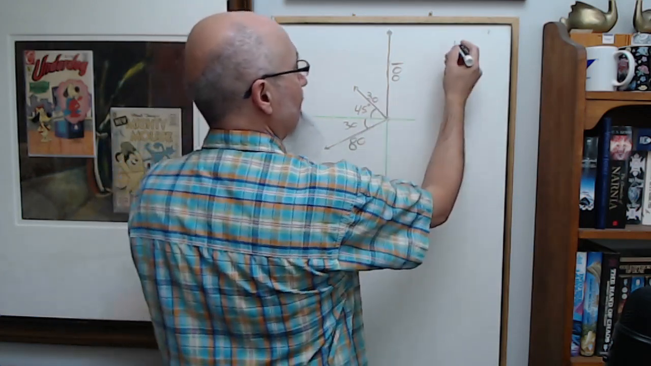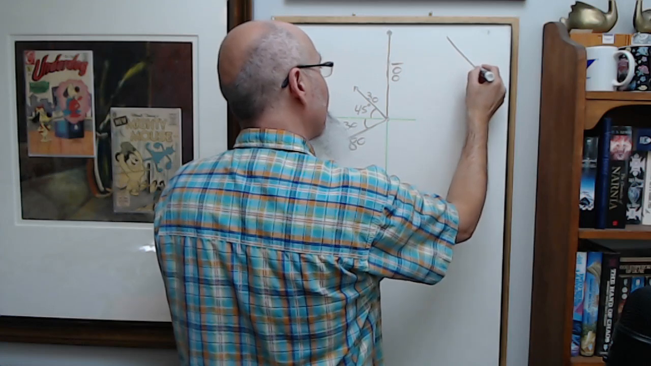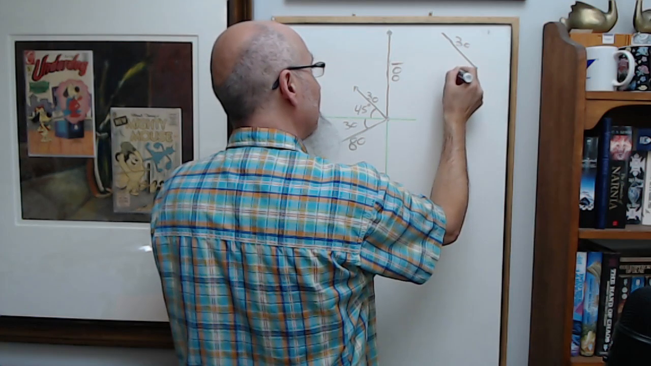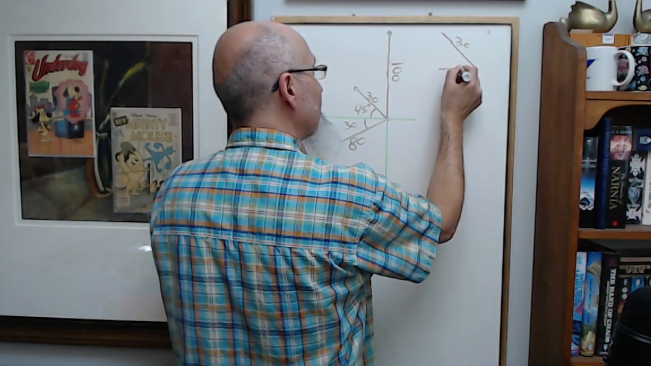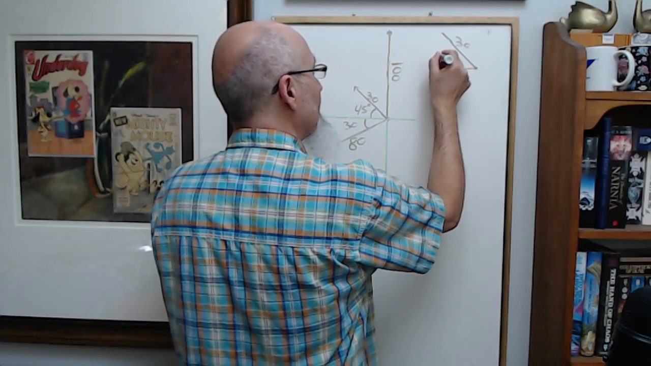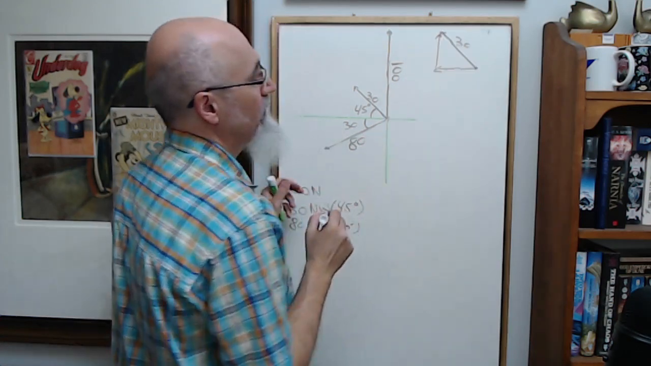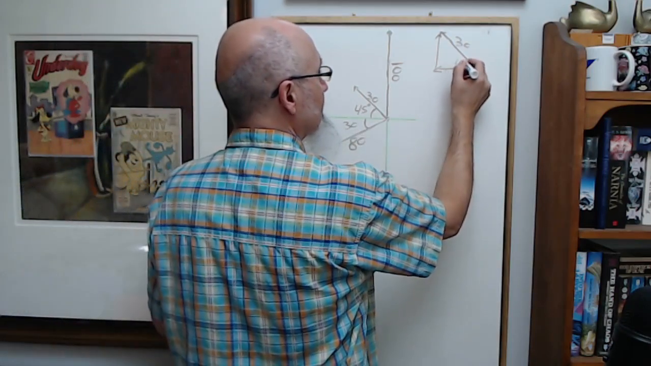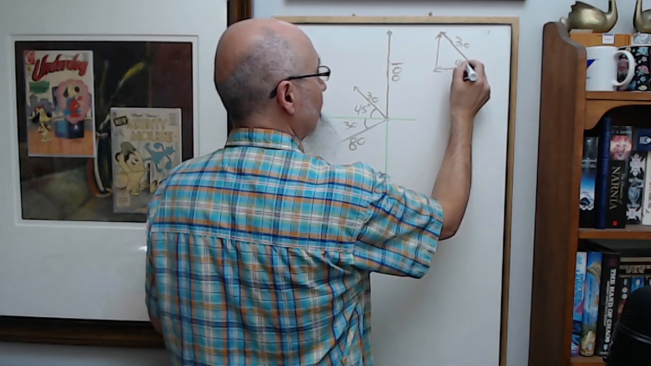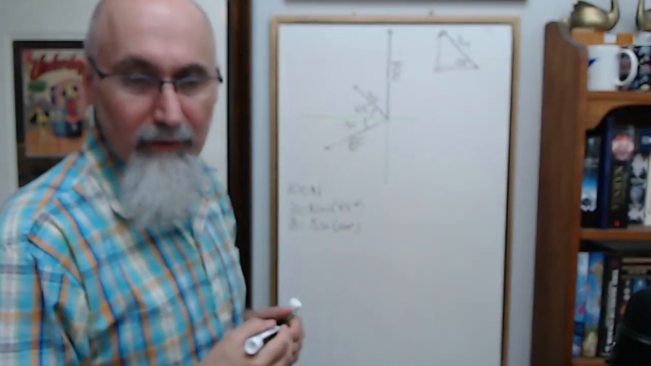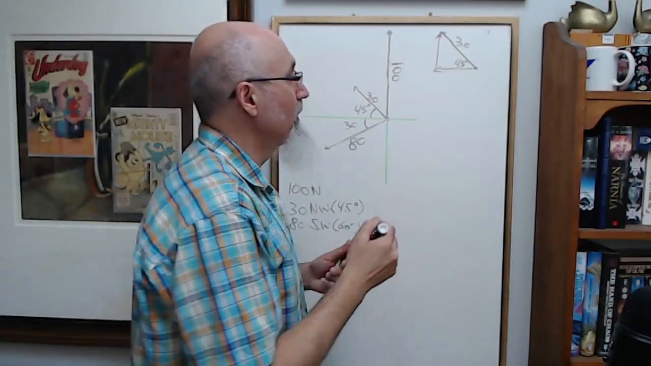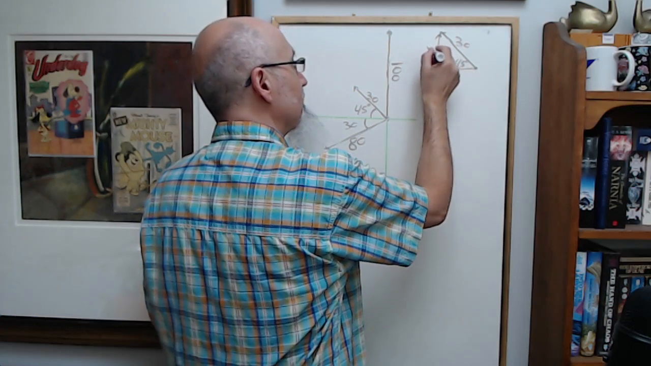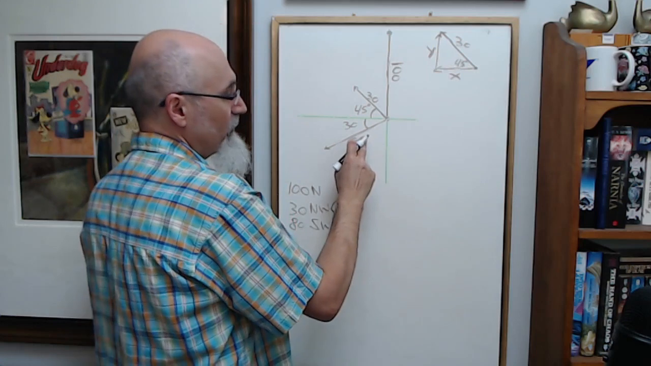Let's take this guy, 30, and we're going to break it down into its components in the x direction and the y direction. Okay. So if that's 45 degrees, 45 degrees. Okay. So what we want to do now is figure out what this is and figure out what this is, right? But we're also going to do this with this.